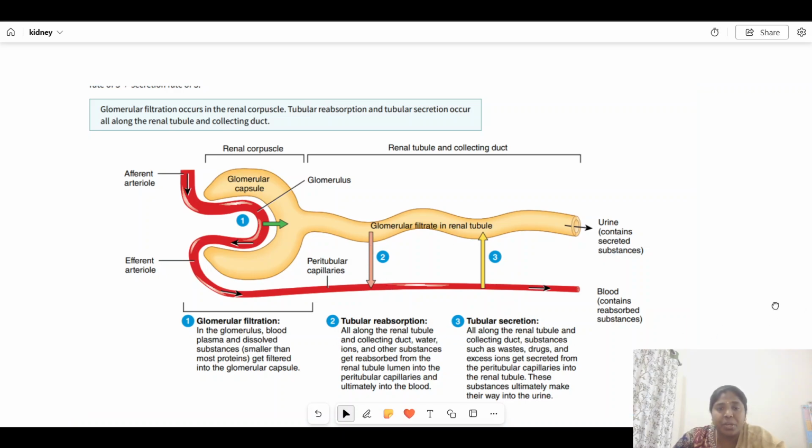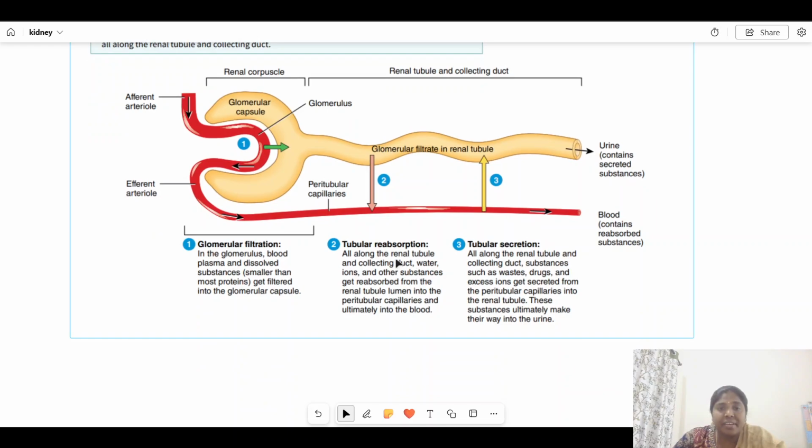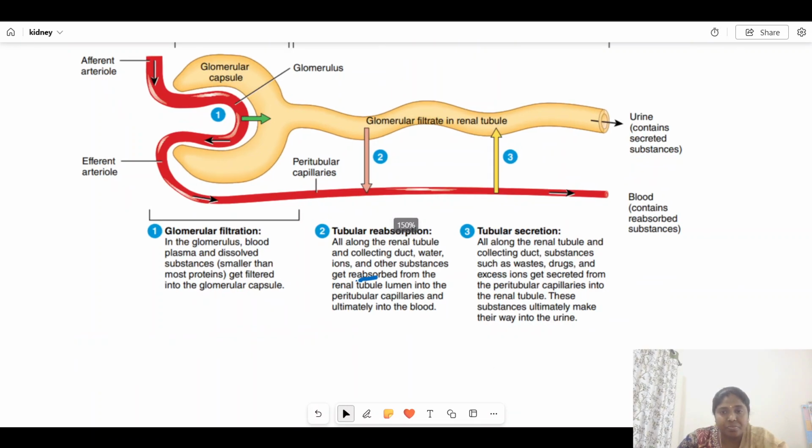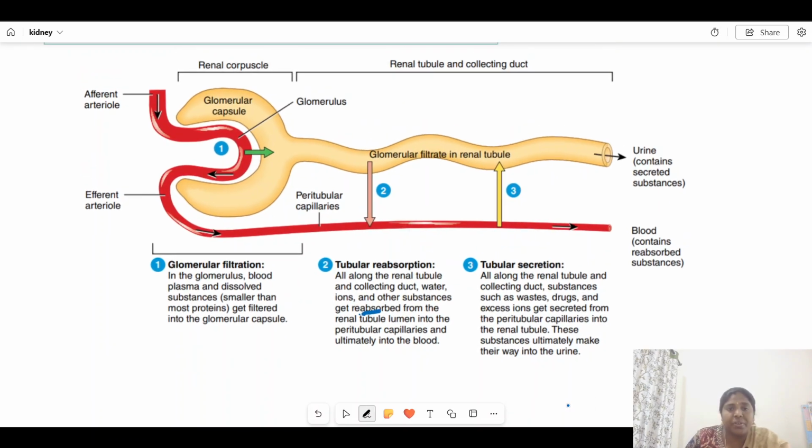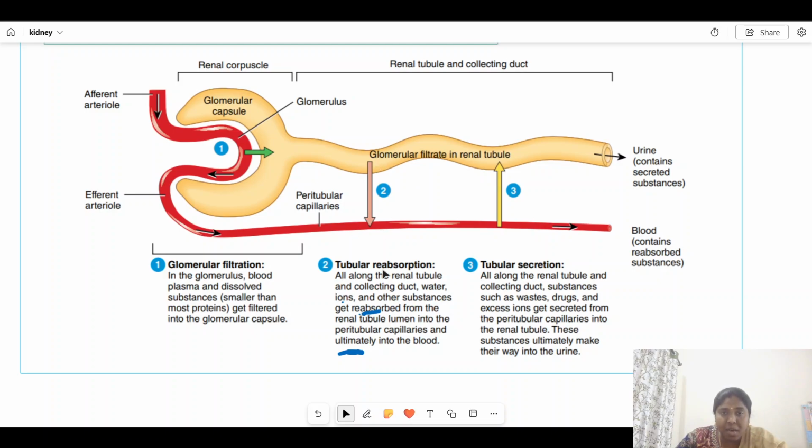So in tubular reabsorption, you can find the renal tubule and collecting duct, with water, ions, and substances. Everything will be reabsorbed here. You can see water, ions, and other substances get absorbed back into the blood. So here the process is coming out.